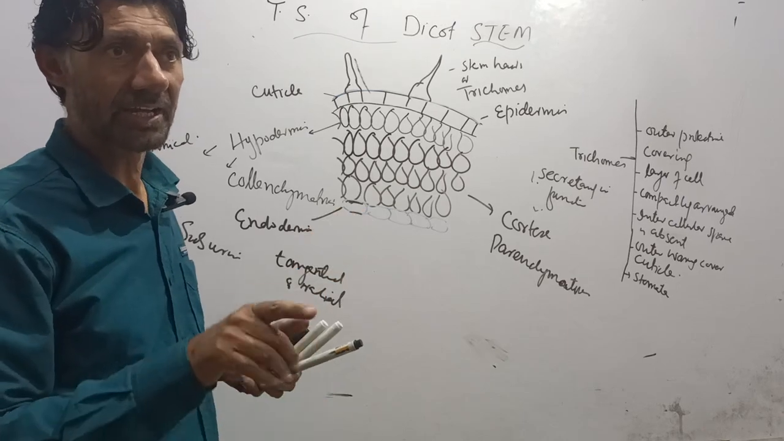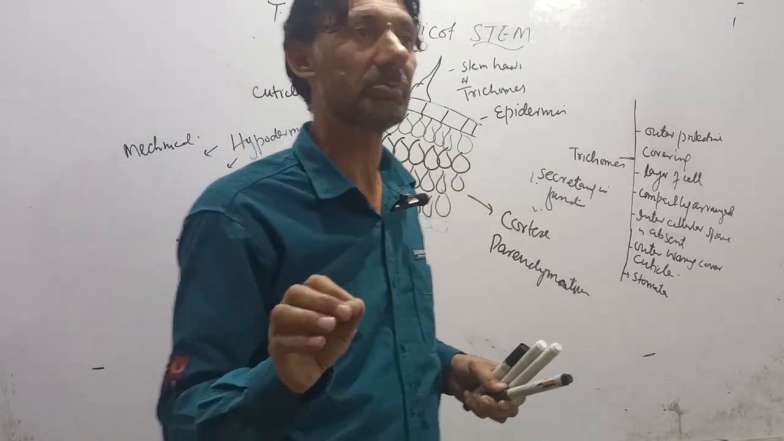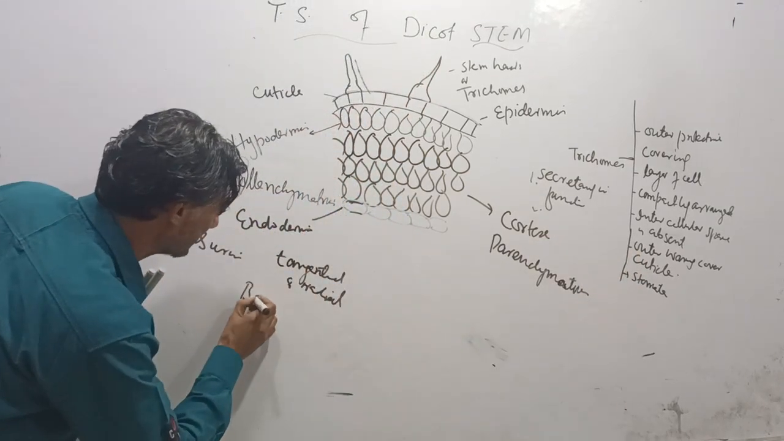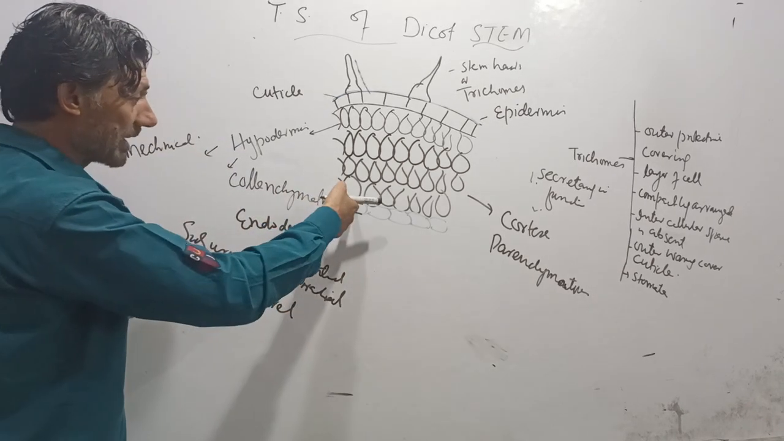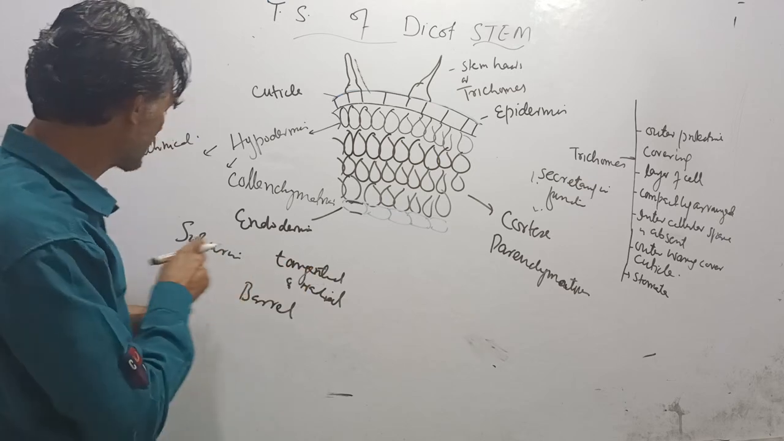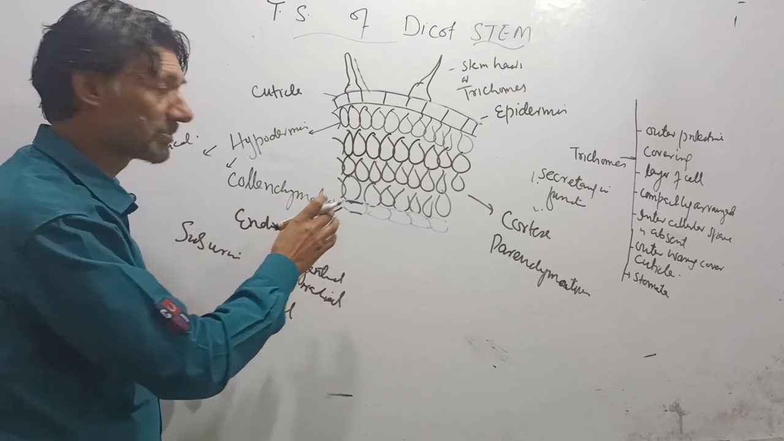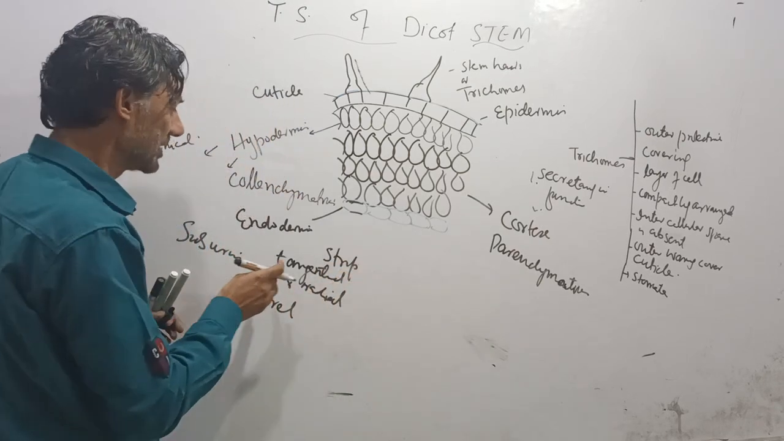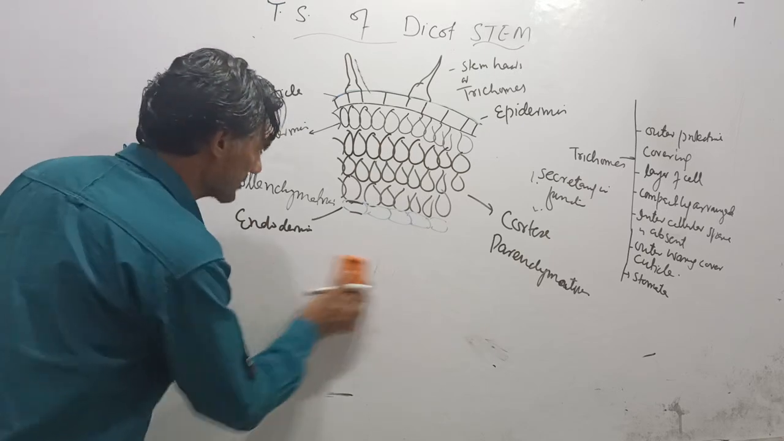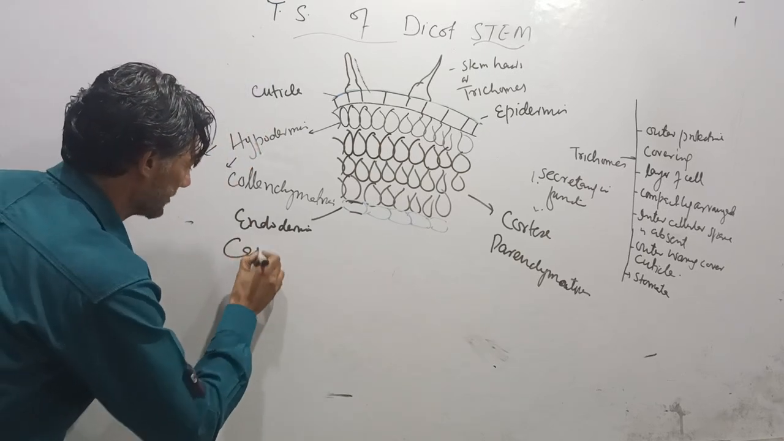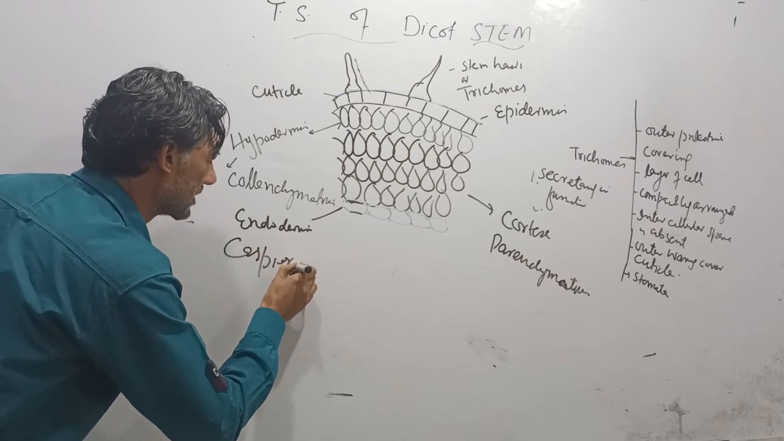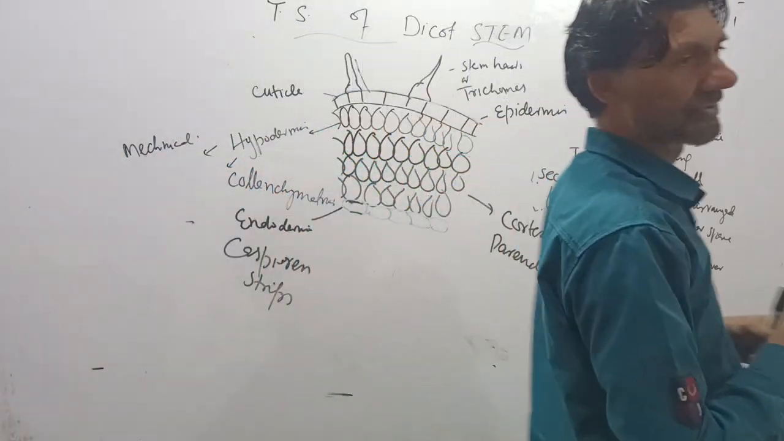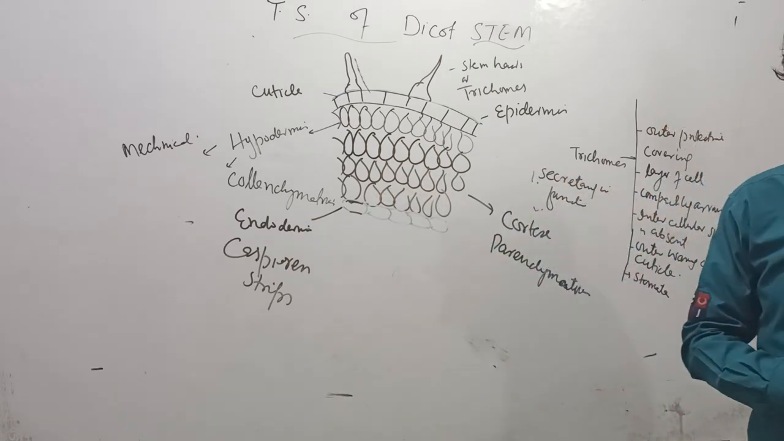Endodermis cells are barrel-shaped. In the tangential or radial walls, there is deposition of suberin, forming thick band-like or strip-like structures. They are called Casparian strips.